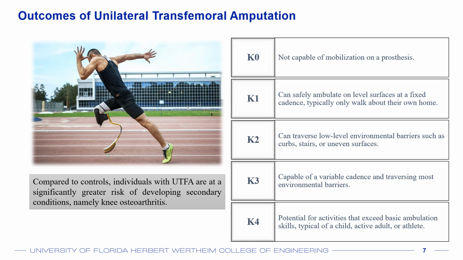There are many outcomes to UTFA. However, this study will focus primarily on mobility level outcomes via K levels and then musculoskeletal health outcomes. So generally, patients are prescribed a K level ranging from 0 to 4, with K0 patients being incapable of mobilization on a prosthesis, K1 patients being household ambulators, K2 patients being limited community ambulators, K3 patients being more capable community ambulators, and K4 patients being those capable of activities that exceed basic ambulation skills typical of a child or athlete.